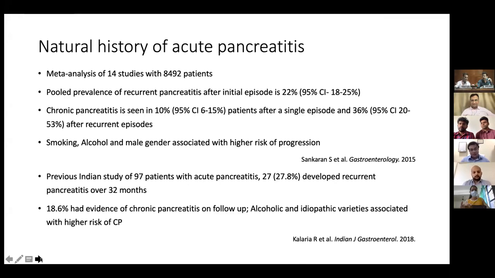Suppose there is a bile duct stone which has not been treated, or there is gallstone disease and you don't intervene, don't do a cholecystectomy at the time of admission, then there is a risk of around 8 to 10% within a period of 40 days. So these patients with mild pancreatitis should undergo early cholecystectomy rather than leaving the gallbladder in situ.